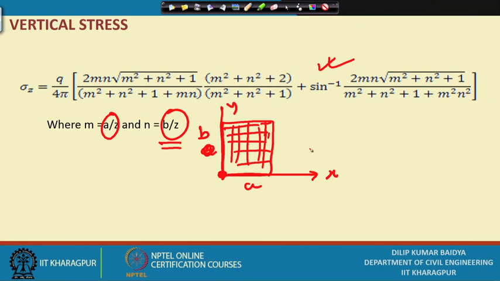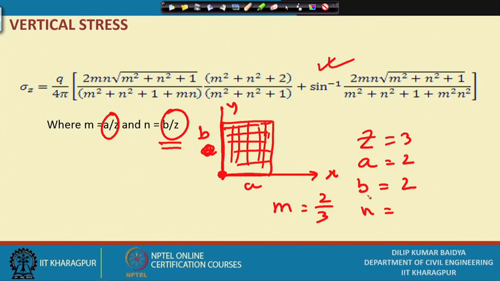I know the A and B, and suppose Z is given, suppose 3 meter, and A is given, suppose 2 meter, B is given, suppose 2 meter. In that case, I have to find out m, which is A by Z, so 2 by 3. n is also equal to B by Z, B also 2, so 2 by 3. Or if B is something else, then accordingly it will change. So, taking these two m and n values, you have to calculate this.